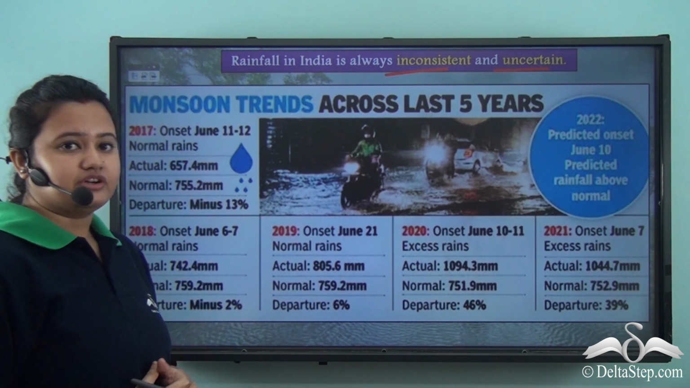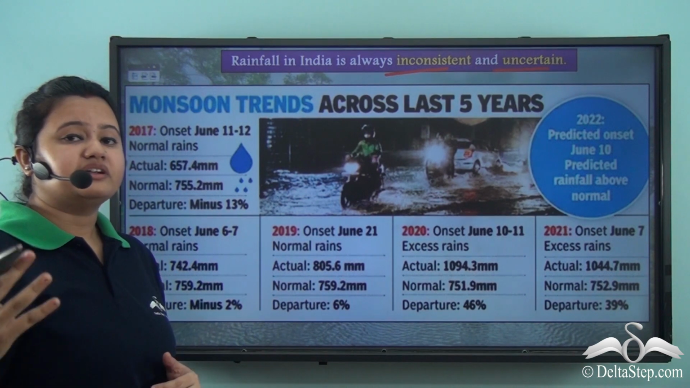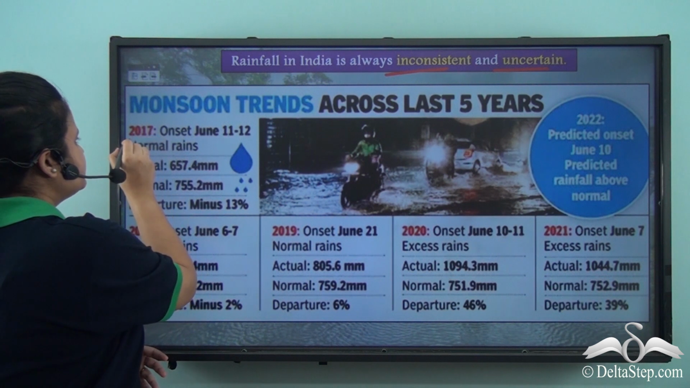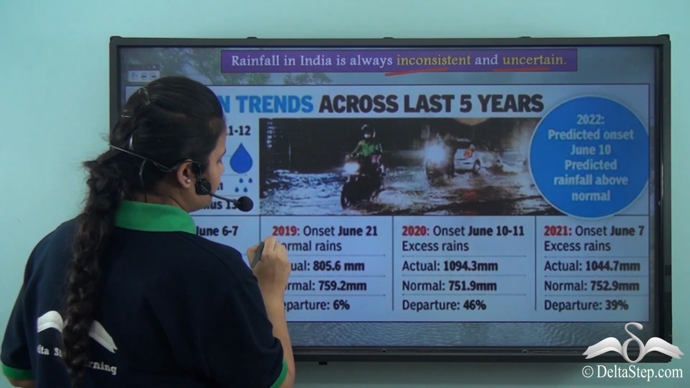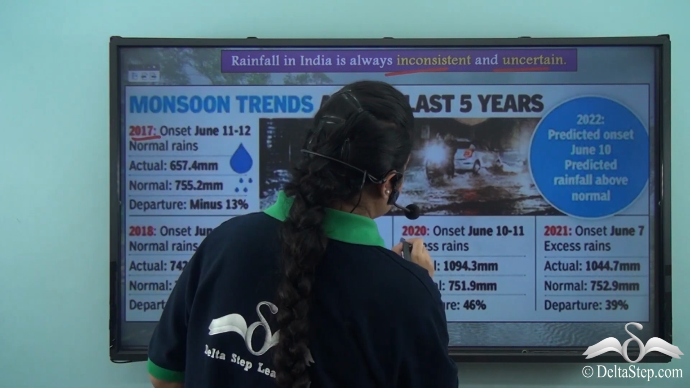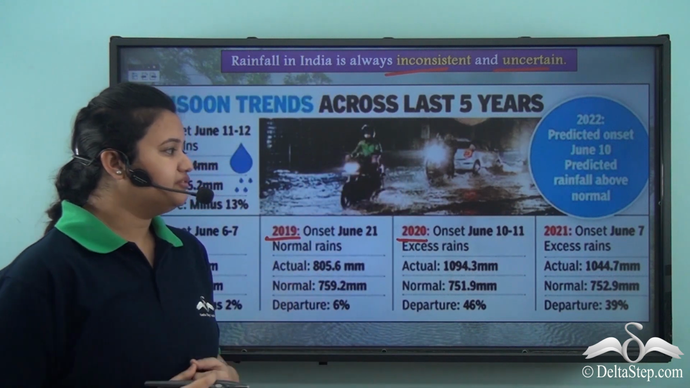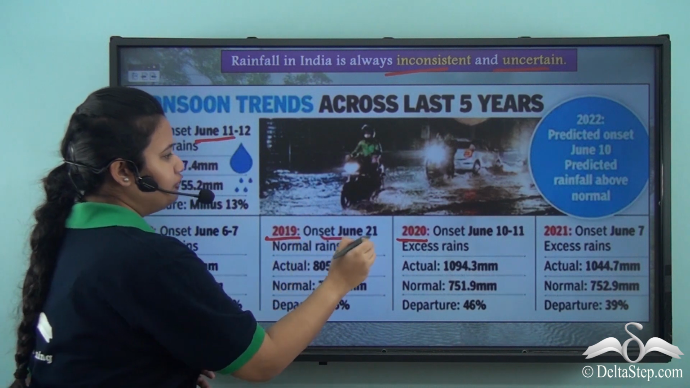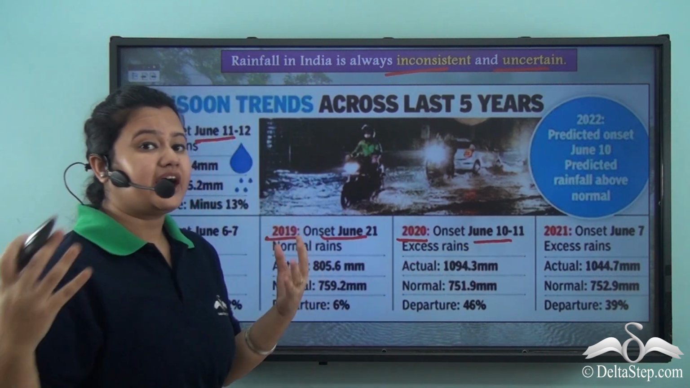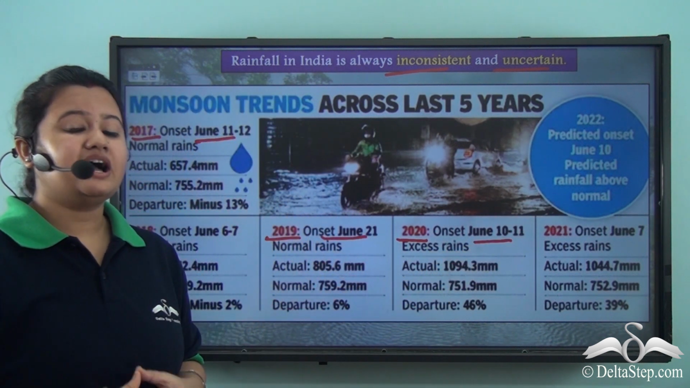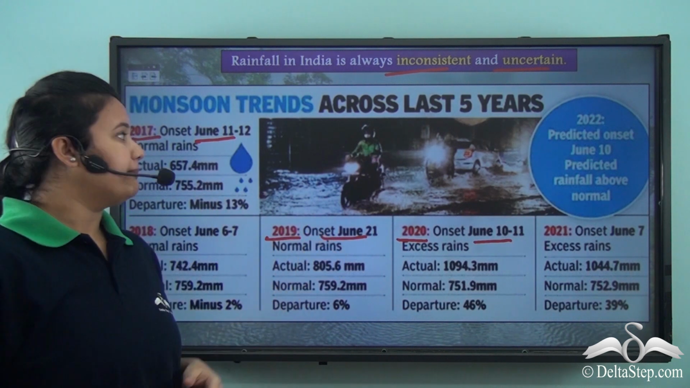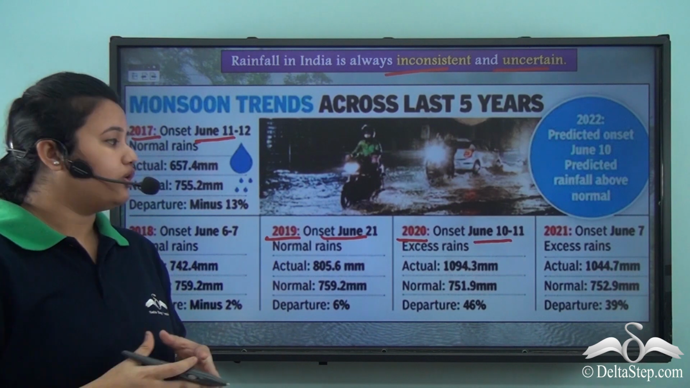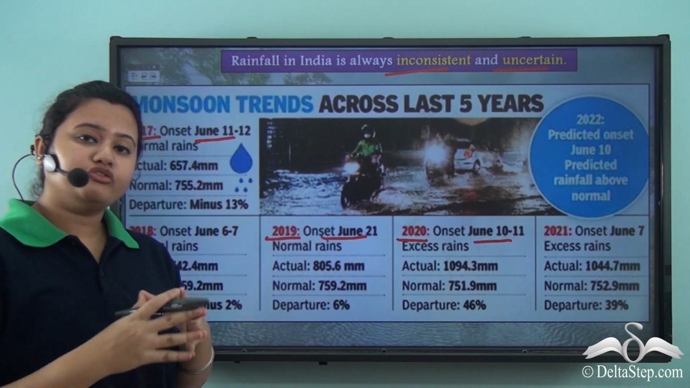In some of the years, we find that monsoon arrived very late. That is, in the years 2017, 2019, 2020, rainfall occurred very late, almost by the midweek of June, when it is actually supposed to enter India by the first week of June. But in these years, rainfall occurred very late, almost by the midweek of June.